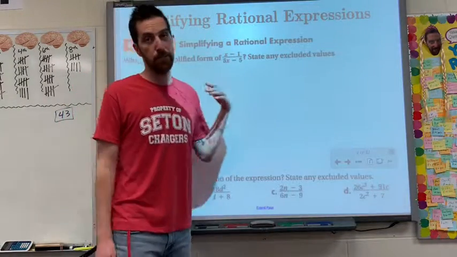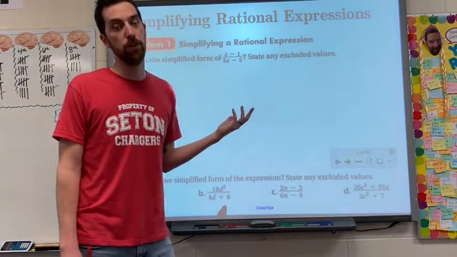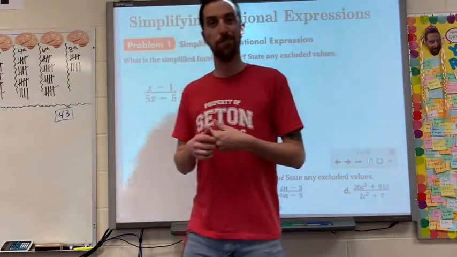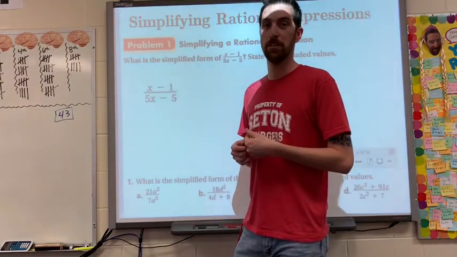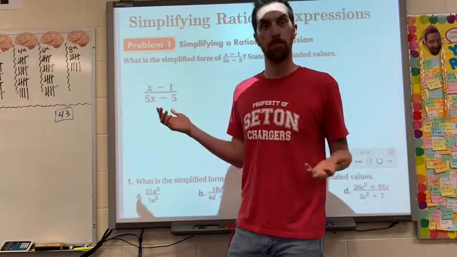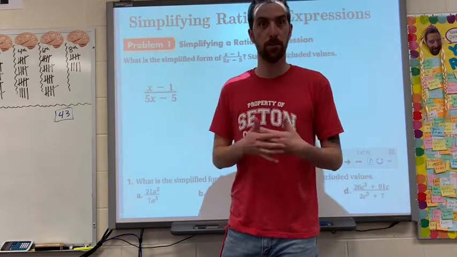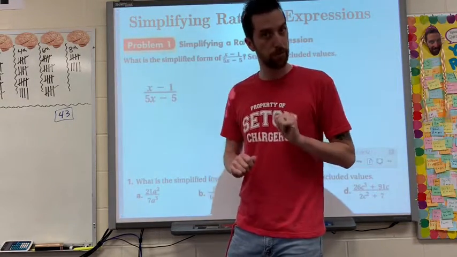We're also going to talk about excluded values. Remember that you can never divide by 0. So you always need to see what could possibly make the denominator equal 0 and could cause a problem. So we'll figure all that out.